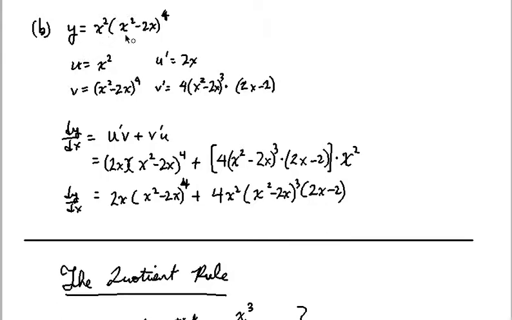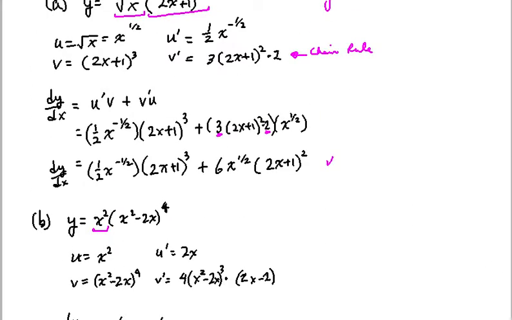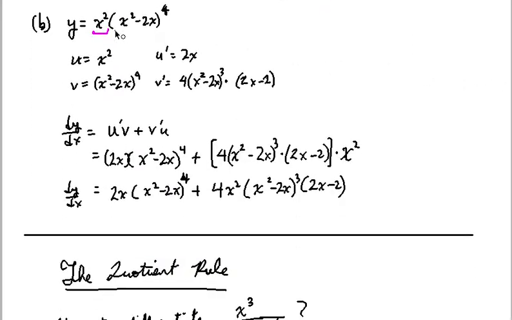y equals x squared times (x squared minus 2x) raised to the 4th power. Again, it's the same situation. Here's my u. I recognize that it's really two functions being multiplied together, so I'm going to use the product rule. There's my u, there's my v. I take the derivative of each of these separately, and then I plug them into my formula.